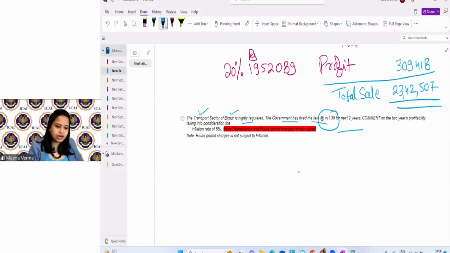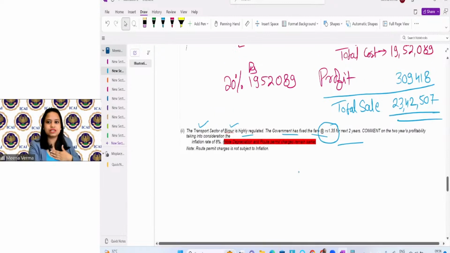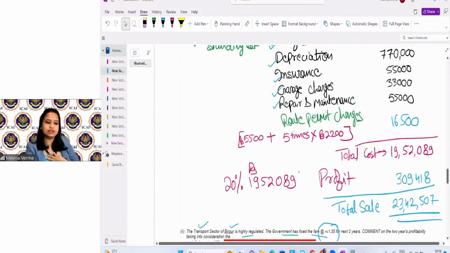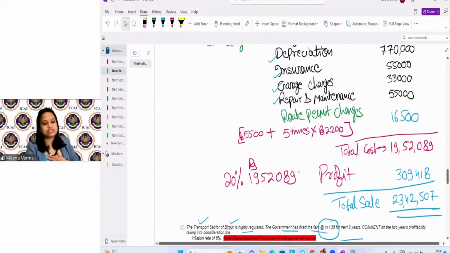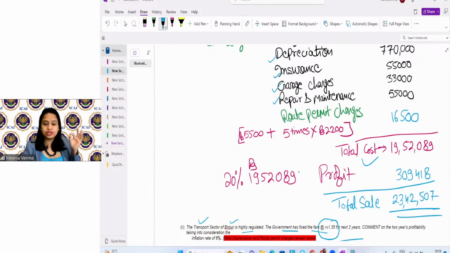So here what is happening? Here we are fixing the revenue. The company is deciding how much revenue is required to be collected. The company has decided the total cost and added the profit which they want to earn, right? And the company has calculated the total sale here. But the point is here, the revenue is decided by the company.